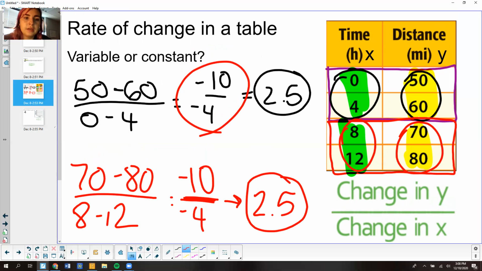Now, what does this mean? Is it variable or constant? When we're talking about rate of change, it is either like you're driving on a road at a constant speed, where your speed stays the same the entire time, or it's variable, where you start, stop, start, stop. So this is a constant rate of change because it stays 2.5 the entire time. A variable rate of change would be if these two rates of change were different numbers.